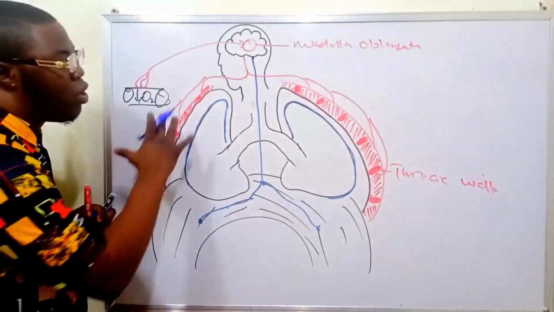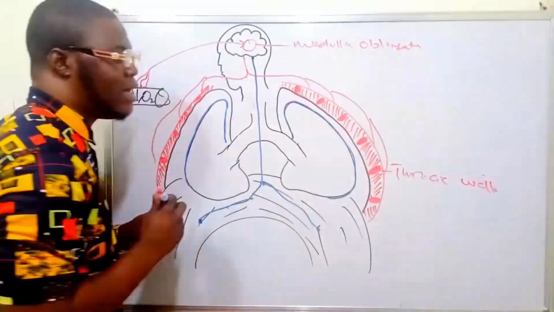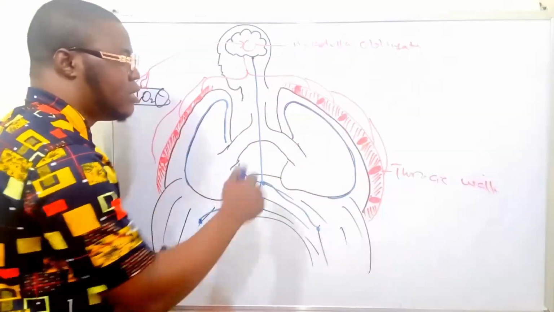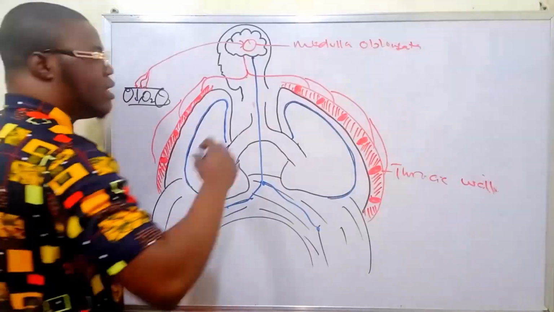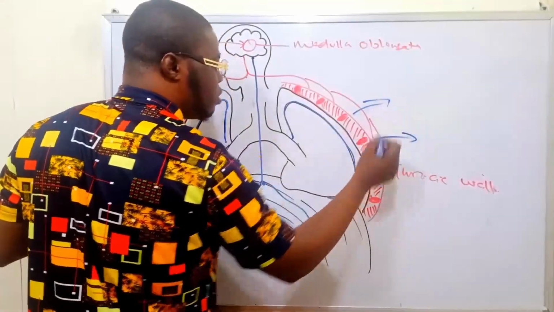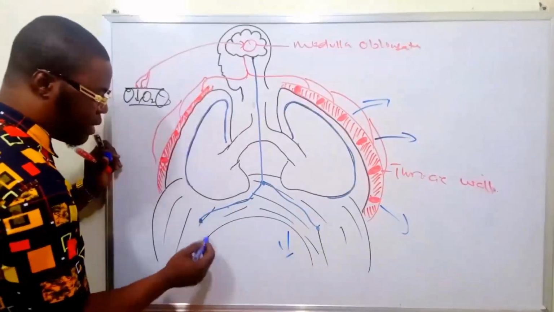And we said, collectively, what is going to happen is that this thoracic cage, normally this thoracic wall, is going to what? It's going to expand. It's going to do what? It's going to expand.